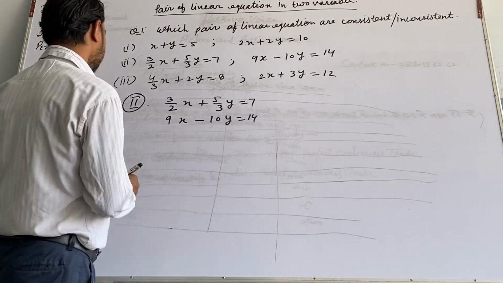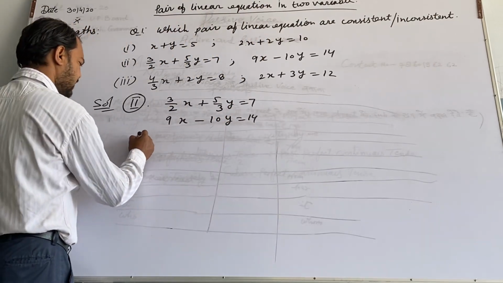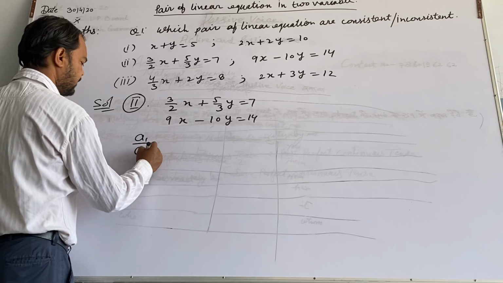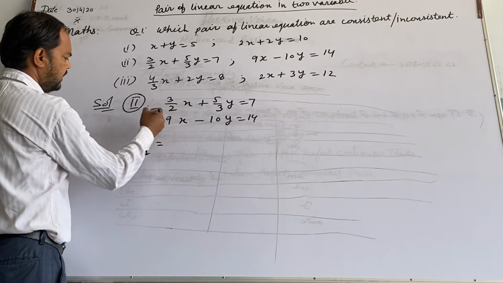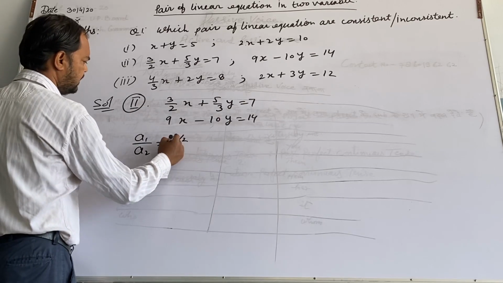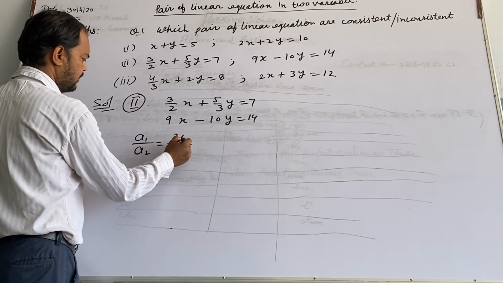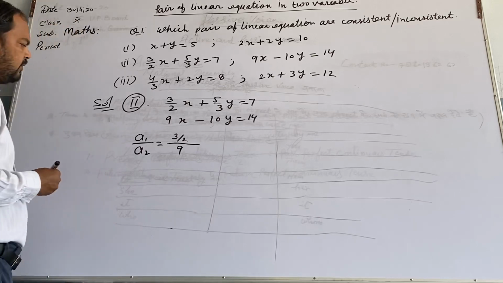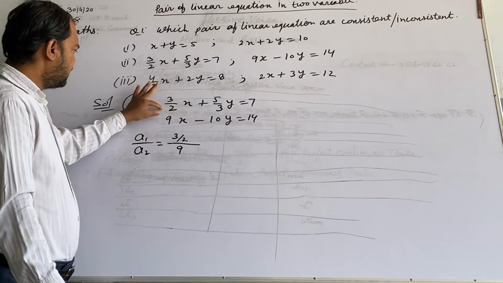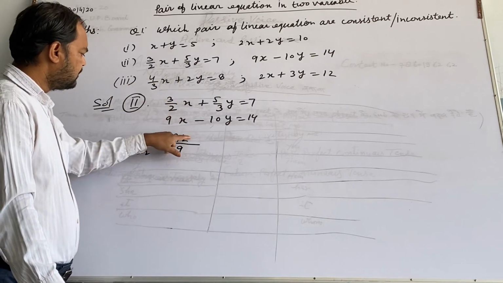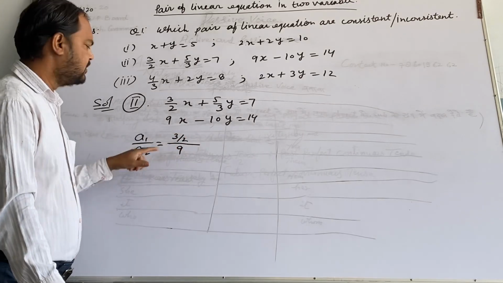So first of all we try to find out a1 upon a2. What is a1? 3 upon 2. What is a2? 9. Your main denominator is this, so always write in a long form. And this is 3 upon 2. Always write this in a cross form so you will not get confused.